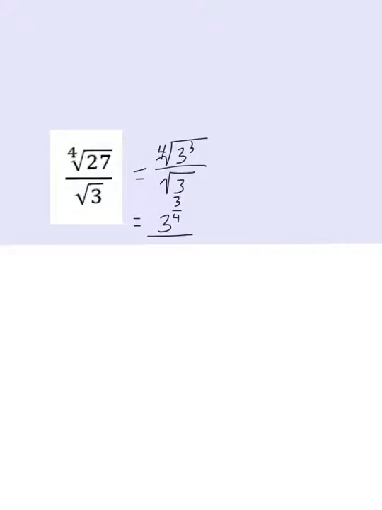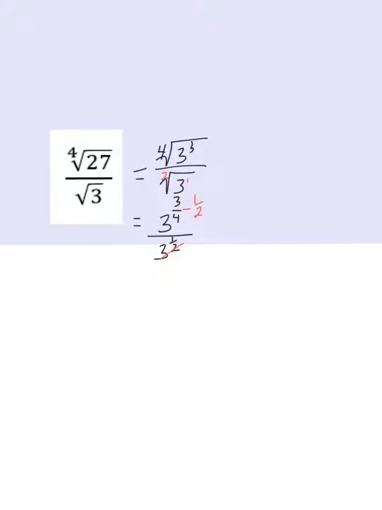Then the square root of 3, well, remember the index is 2 and the 3 is raised to the first power. So I have 3 to the 1/2. Now I have like bases. So since I have like bases, I can subtract the exponents, but you want to subtract where there are more. 3/4 is bigger than 1/2. Look at 3/4 of a pizza and compare it to 1/2 of a pizza. 3/4 is more. So I'm going to cancel all of this and subtract it up here.